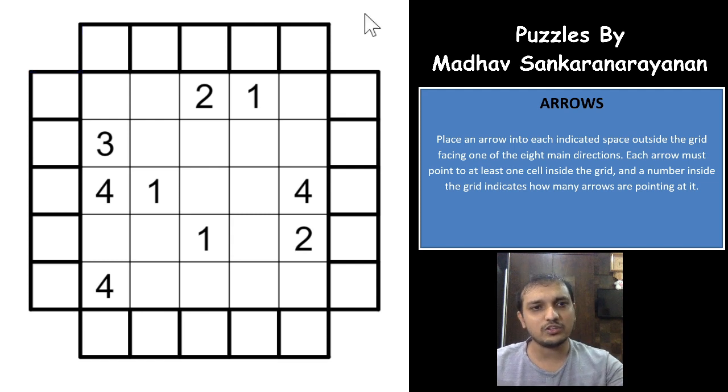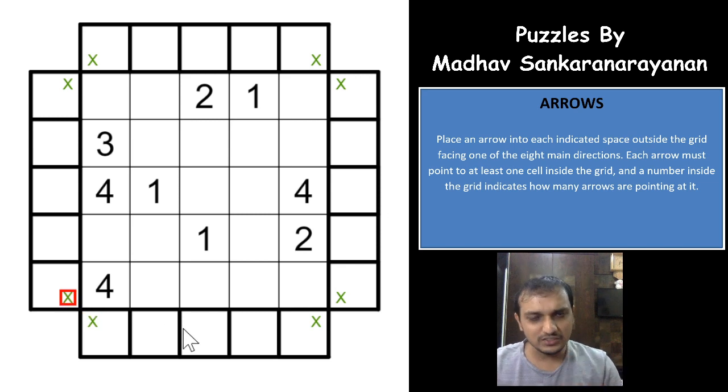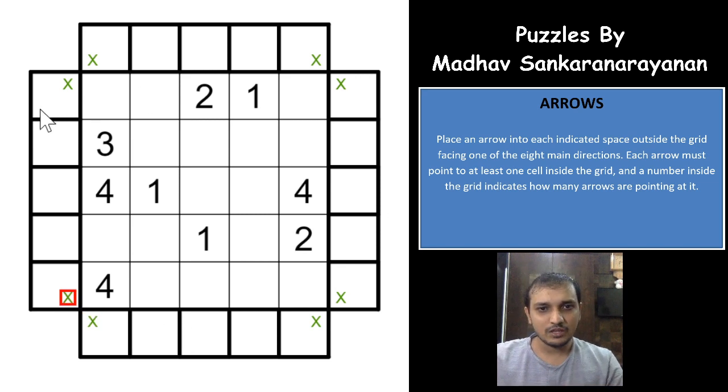And let me show you what was the logic with this puzzle. So before going to solve the logic in this puzzle, I'll just mark all the crosses here again, because arrows cannot point towards outside the grid, right? So these are the crosses that I'm marking here. And the next thing that I saw in this puzzle is these 2 cells are the most important cells.